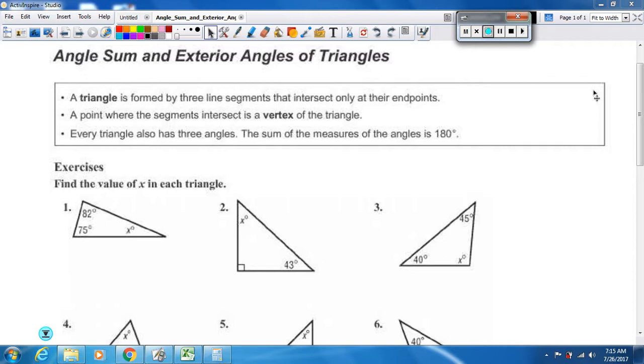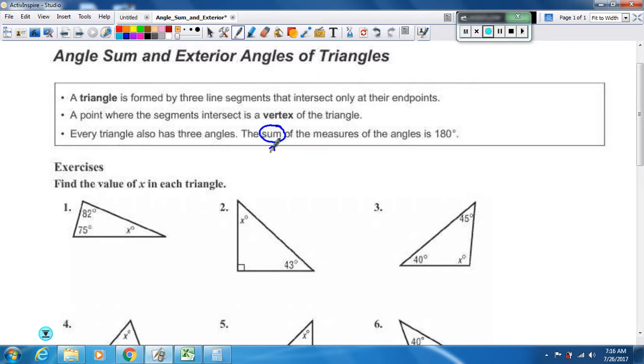Angle sum and exterior angles of triangles. A triangle is formed by three line segments that intersect only at their end points. A point where the segments intersect is a vertex of the angle. Every triangle also has three angles. The sum of the measures of the angles is 180 degrees.